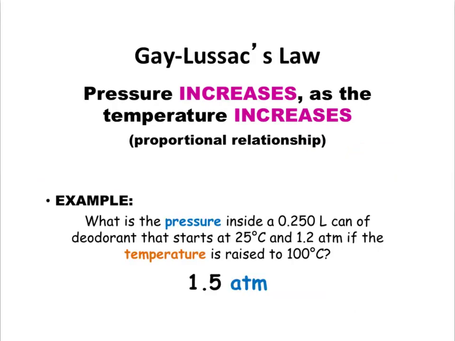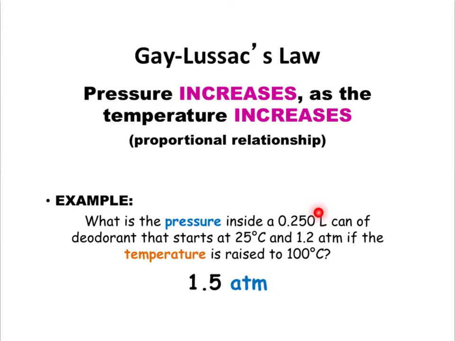Let's look at an example of a Gay-Lussac's law problem. It says, what is the pressure inside a 0.250 liter can of deodorant that starts at 25 degrees Celsius and 1.2 atmospheres if the temperature is raised to 100 degrees Celsius? You have to note here that they're giving you some excess information in this problem. They're telling you the volume of the can of deodorant. The volume of the can of deodorant is not changing in this problem. Therefore, it's constant. So it does not play a role in our problem.